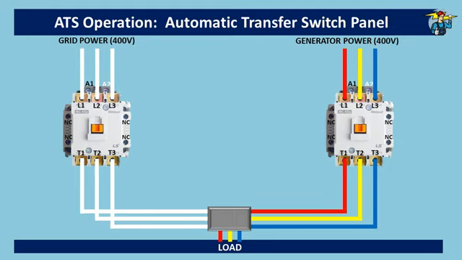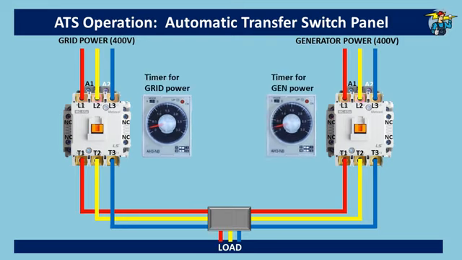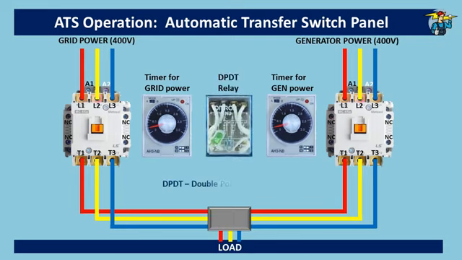vice versa. To start with, we need two 8-pin timers, one for the grid power, and the other one for generator power. Further, we require an 8-pin DP/DT relay. DP/DT stands for double pole, double throw. In DP/DT relays and timers, two separate inlet ports are available, each having two outlet points, where one is at normally open position, and the other port is at normally closed position.